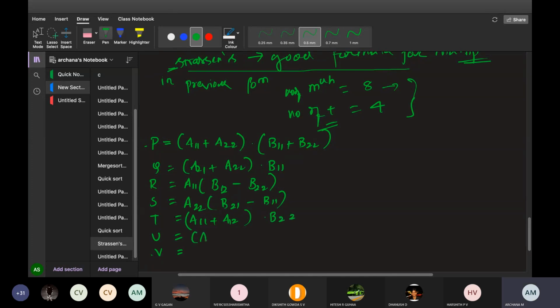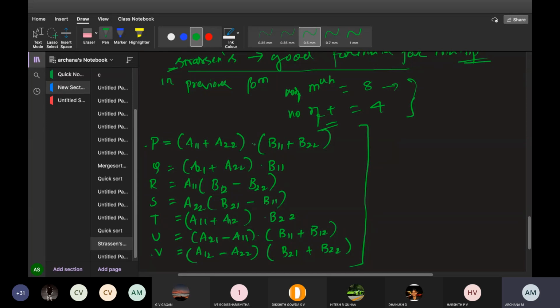B22. Then A21 minus A11 into B11 plus B12. Then V is equal to A12 minus A22 into B21 plus B22. So these are the different formulas which Strassen gave, and based on these formulas, with the help of P, Q, R, S, T, U, V, you have to find out the matrix multiplication.